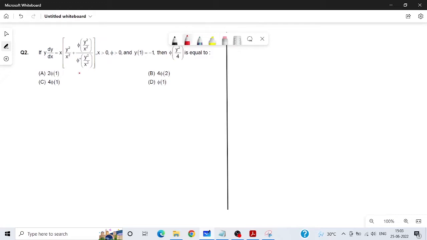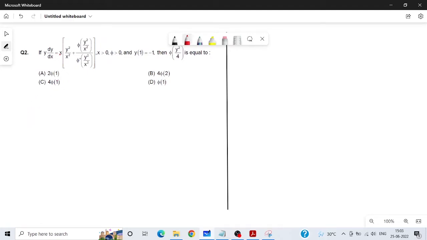You can see by looking at the options that the value of φ(y²/4) is in terms of φ only. So we have to keep that in mind while getting the solution. As we can see, it's a differential equation, it contains dy/dx, but the value of φ(y²/4) is in terms of φ only. So it basically means that we have to solve this differential equation, which will help us get the value of φ(y²/4). Okay, so now let's start with the solution.